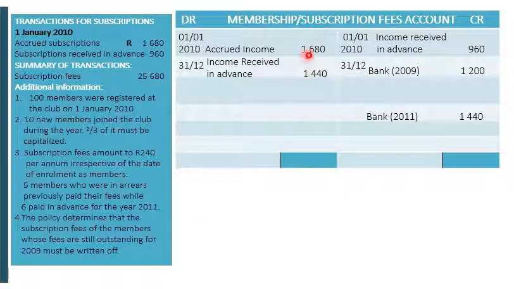Line 4 says that members who are still owing for 2009 must be written off. We will therefore compare the amount that was owed in the previous year with the amount that was received. The balance will be written off on the credit side as credit losses, amount calculated 480.